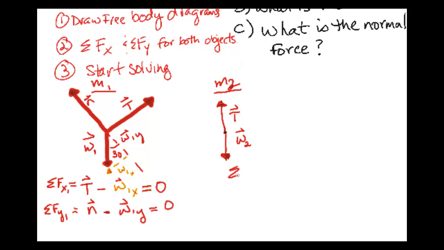Alright. The second object's pretty easy for the x because there is no x motion, right? And no x pulling. It's purely in the y direction, up and down, whichever one wins. Is the tension stronger or is the weight stronger? And the sum of the forces in the y would be tension minus weight 2.